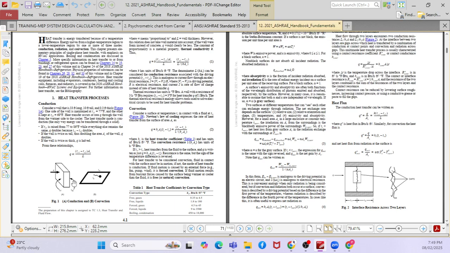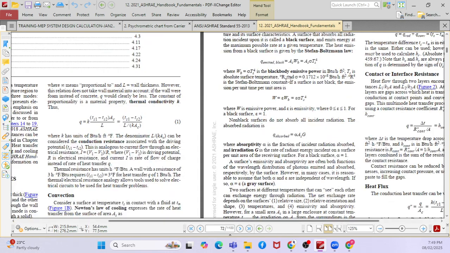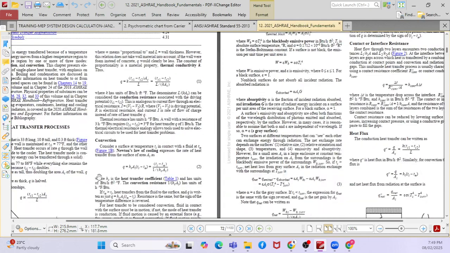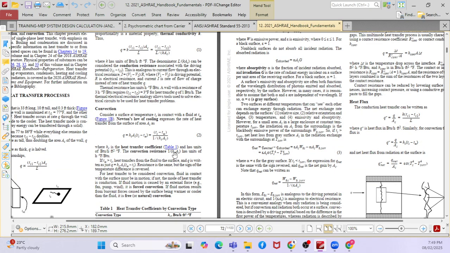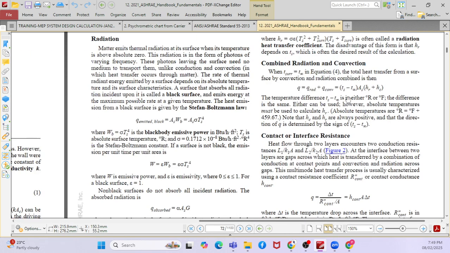And I think there will be radiation as well. Yes, radiation as well. So yes, we are applying that formula. We are referring to this formula for our calculation, right? Basically, whenever you do the heat load calculation, we will be referring to it.